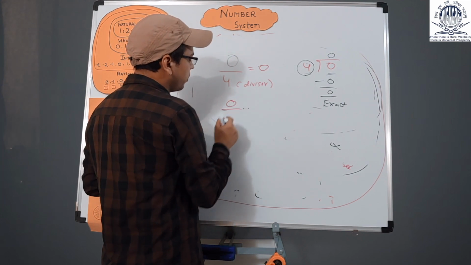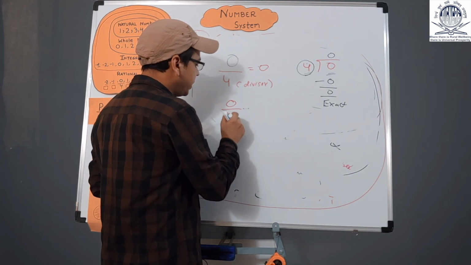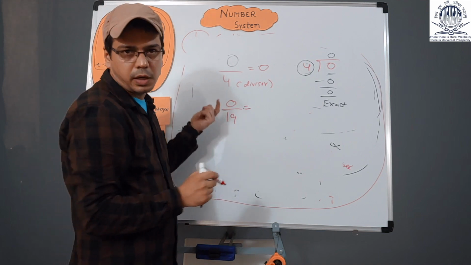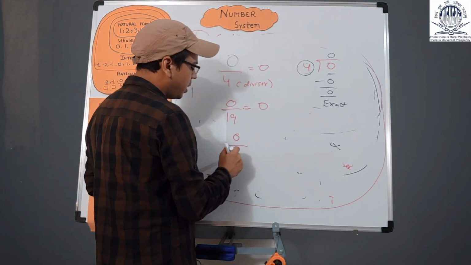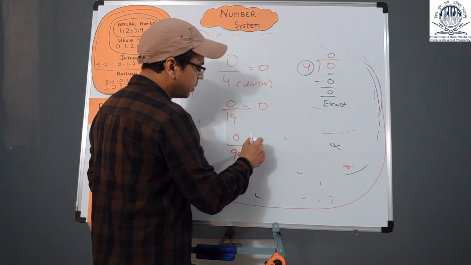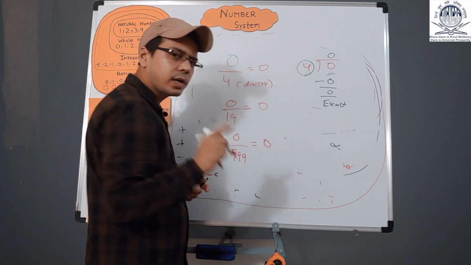Now what about if you have 0 above and you divide by 19? Again 0. If you have 0 above and you divide by 999, again 0. Very nice. You guys are very smart.